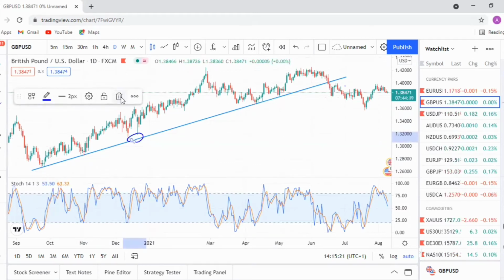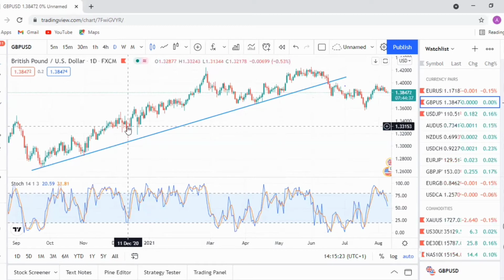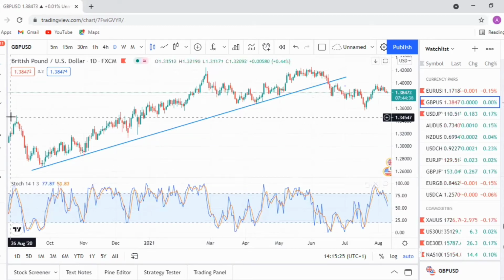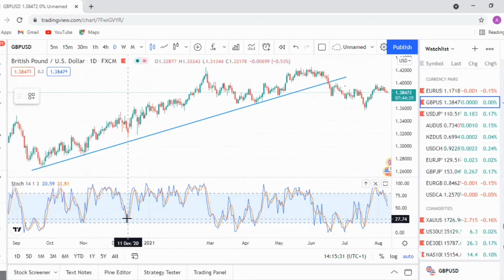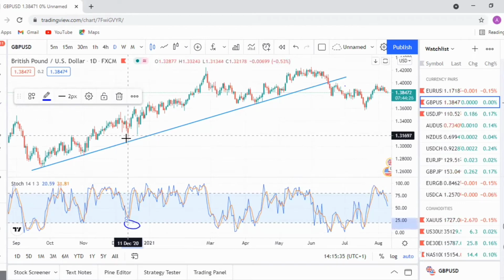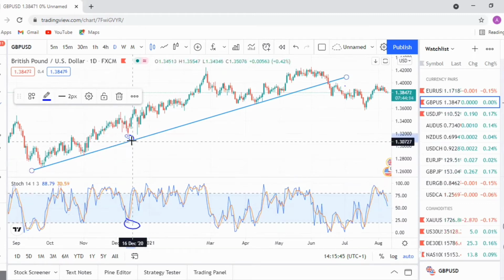Let me delete this drawing. Here it did this 3rd touch. If you look down here, you see that the RSI came down to the oversold region. You can see here. It came down when it came to this 3rd touch. The RSI came down to this oversold region. Now, with this 3rd touch and this confirmation on the stochastic, I can now buy.